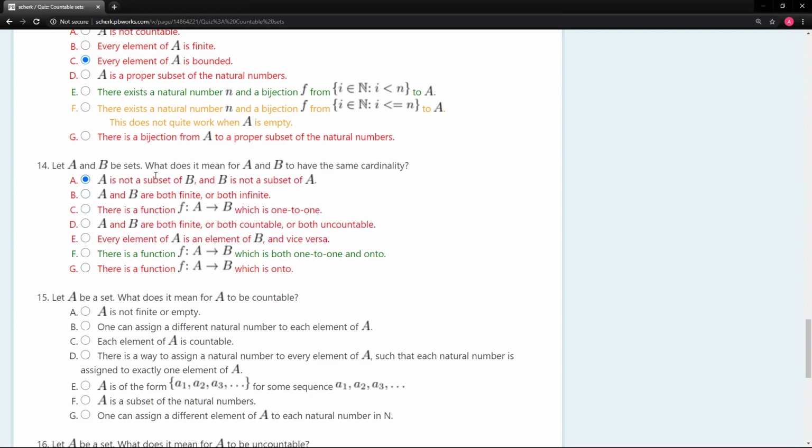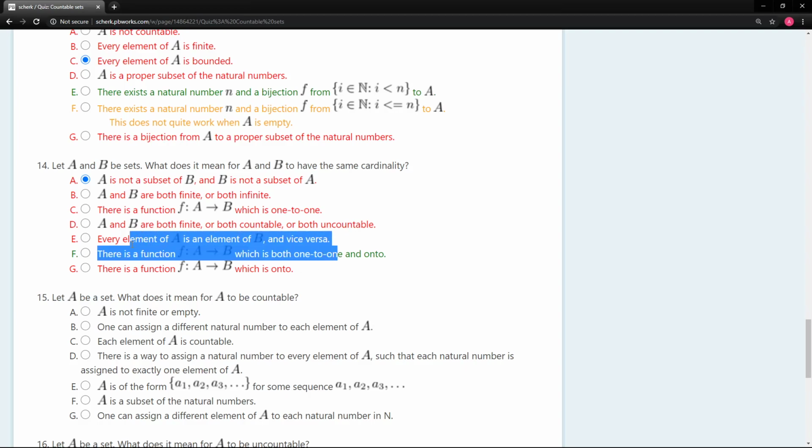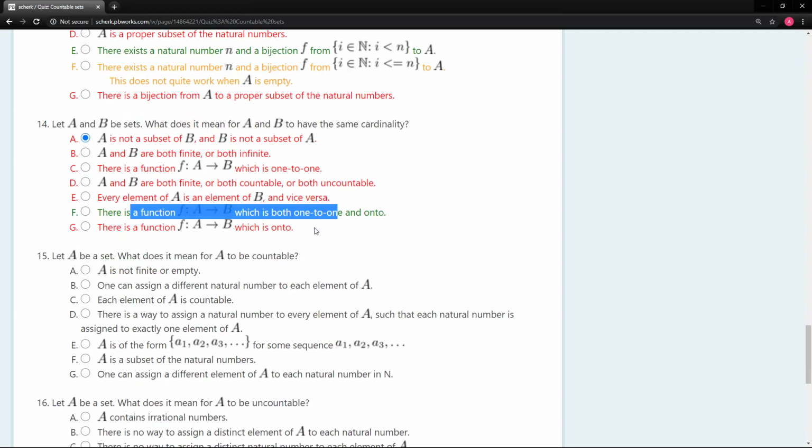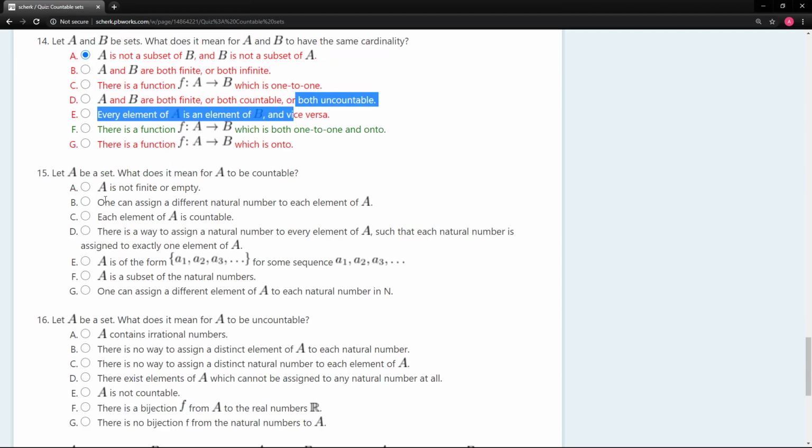So all the others are not proper definitions. This is the right one. Let A be a set. What does it mean for A to be countable? Let's see how they define it, if it's similar to us. For us, A being countable means it can either be finite or countably infinite. At least that's how I said it in the recitation.